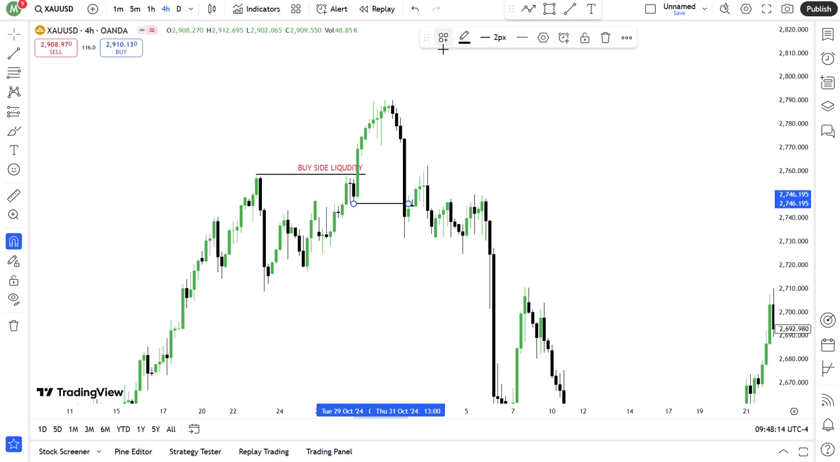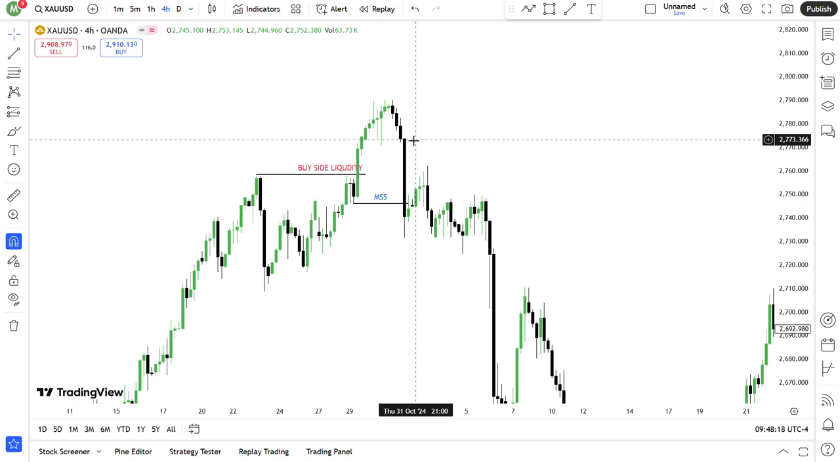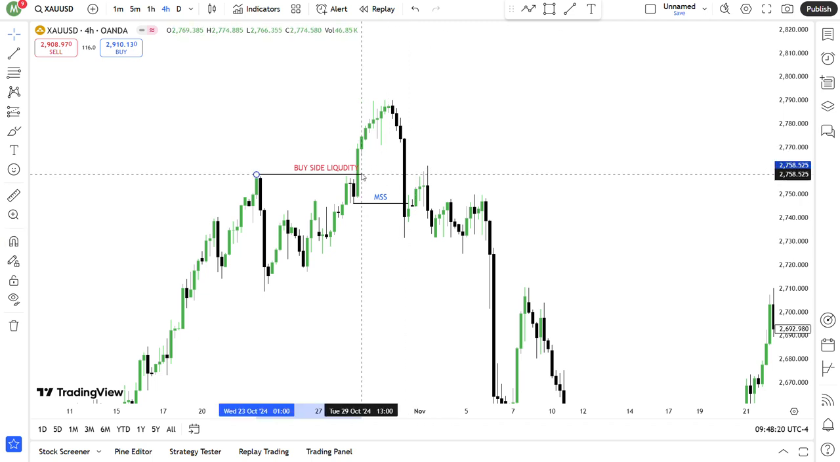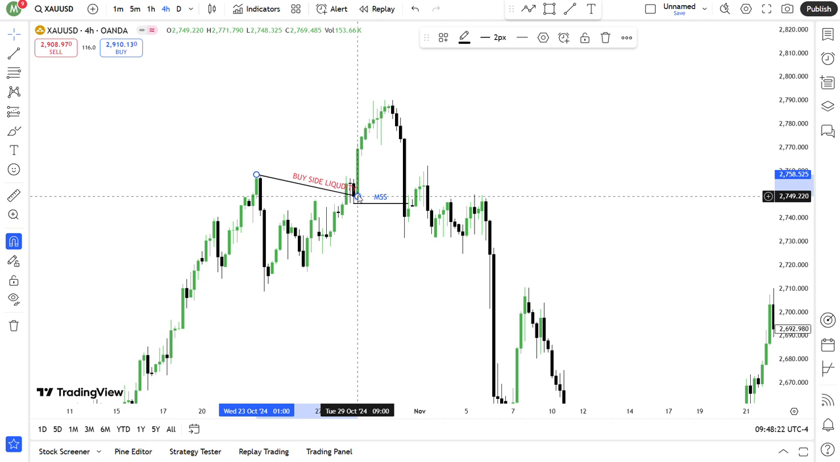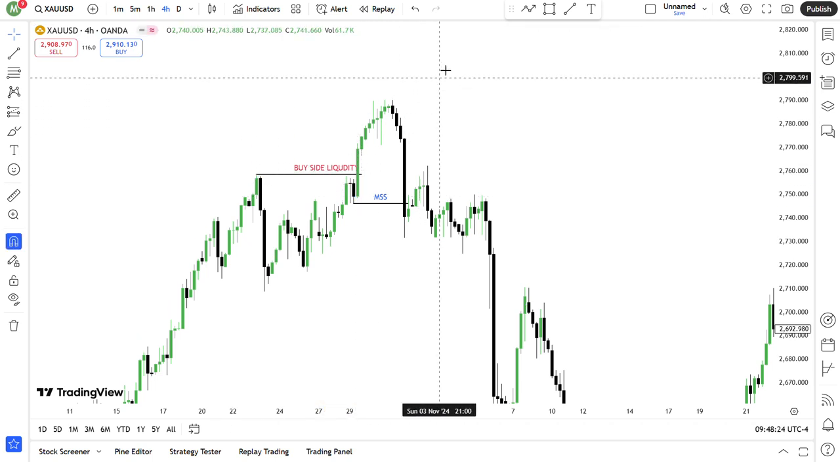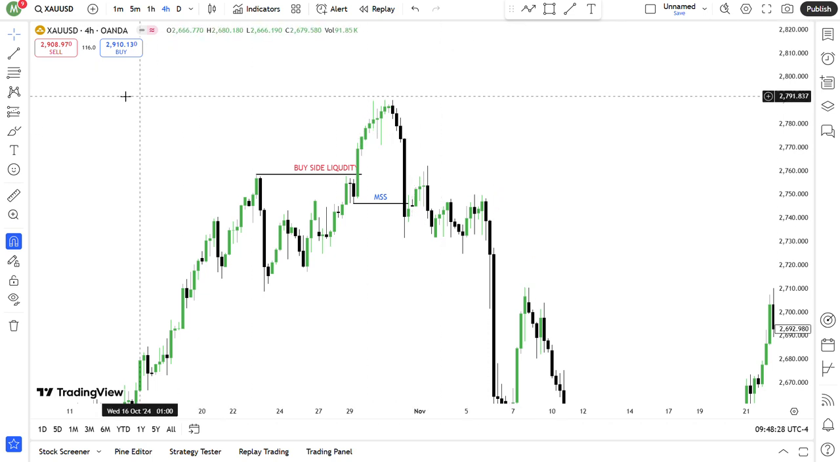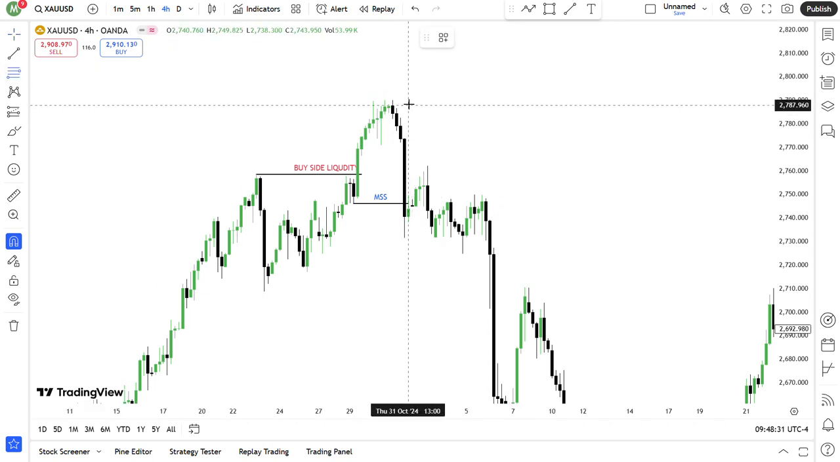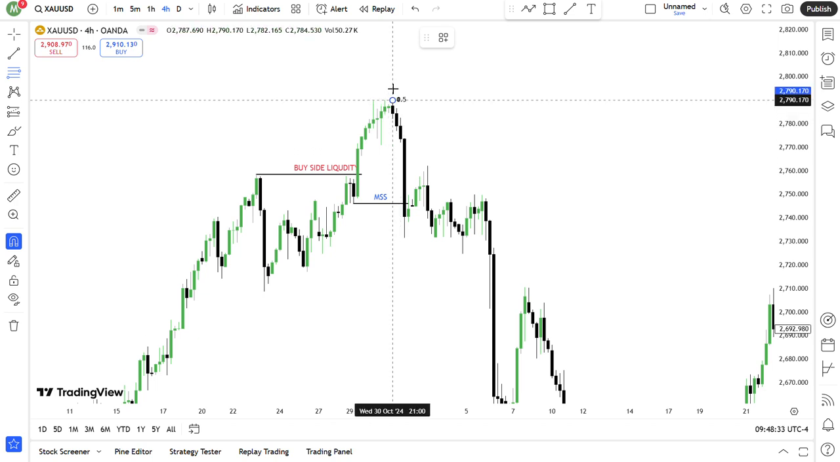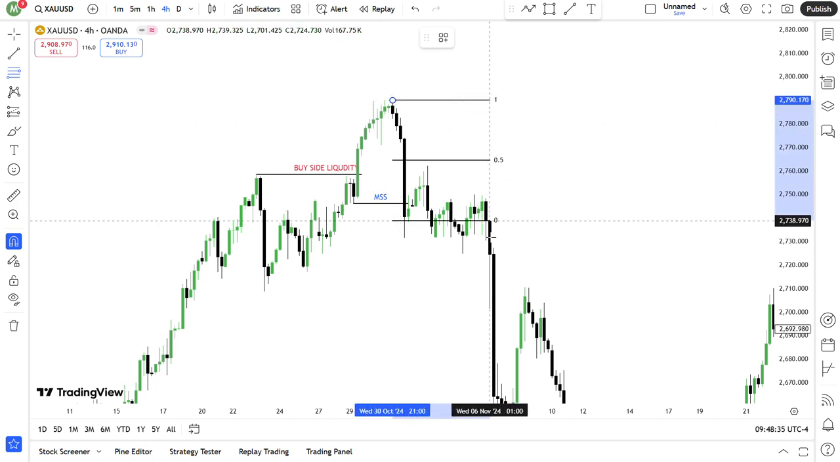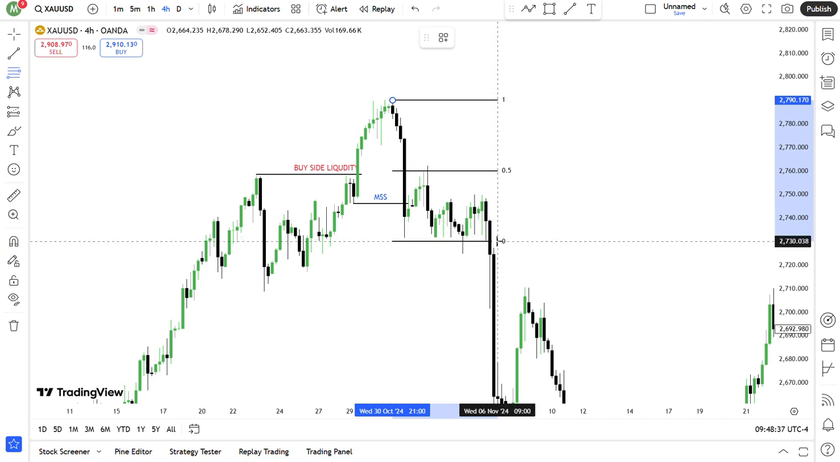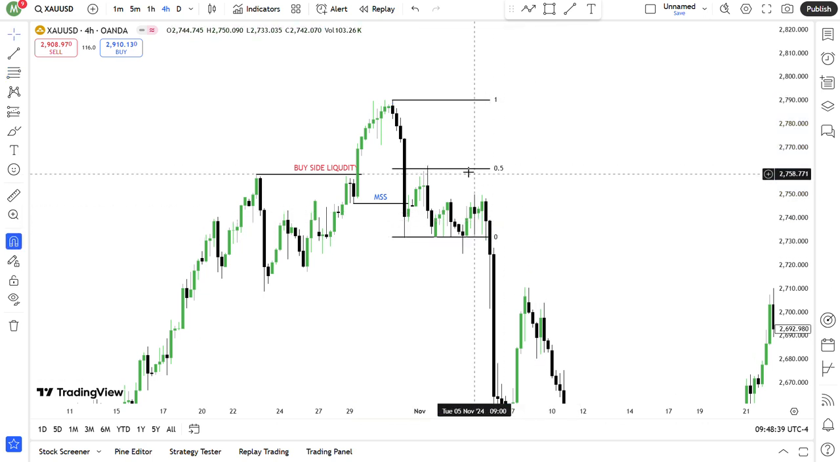Now we found the result. In the last video, I taught you how to draw the dealing range. Next we are waiting to draw the dealing range. When you go to the Fibonacci tool, when the market breaks out the buy side and sell side liquidity, drag from high to low, and it must be above 50%. Now the market is above 50%.